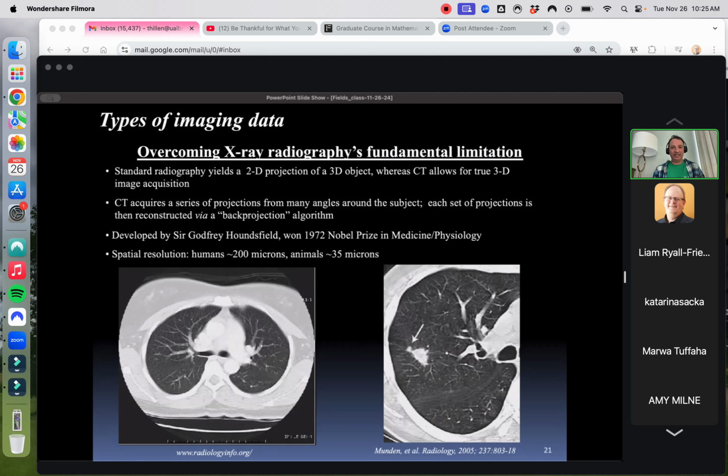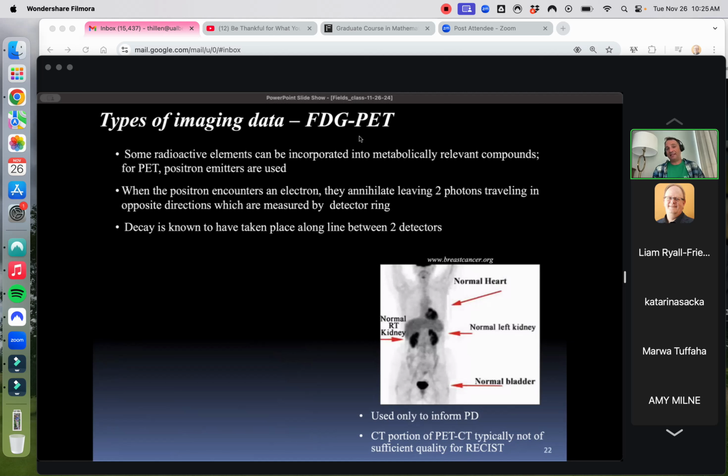So the next thing along the line is PET, positron emission tomography. We use a lot of FDG PET in the clinic, fluorodeoxyglucose. There are radioactive elements that can be incorporated into metabolically relevant compounds, and that's exactly what they do here. Fluorodeoxyglucose: you take a glucose, you kick out the oxygen, you put in 18F, which is going to emit positrons, and that's what's going to lead to your image.